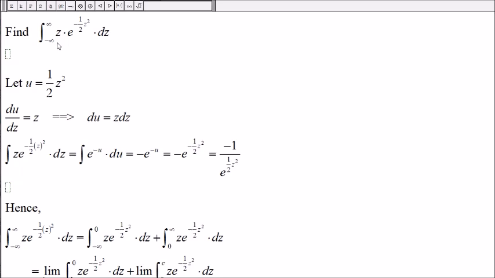If we want to find this integral with the function z times e to the negative 1/2 z squared, let u be 1/2 z squared. The derivative of u with respect to z is 1/2 times 2z, which is z. So we have du is equal to z dz.